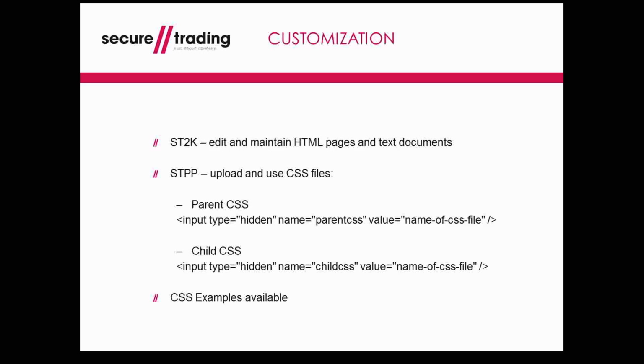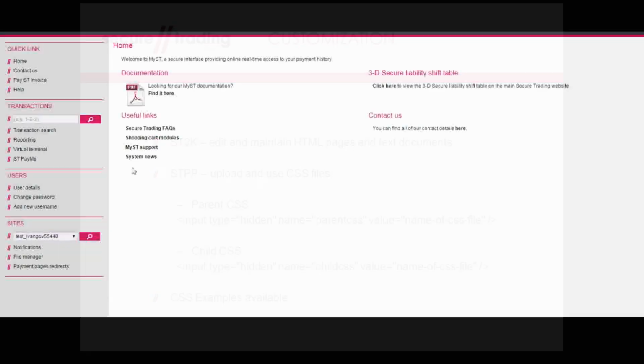Here are the two parameters that you can use to submit CSS: parent CSS and child CSS. The parent CSS will replace the whole CSS of the page, while the child CSS can be used to override any part of the page you would like to override. We can provide you with some CSS examples if needed.